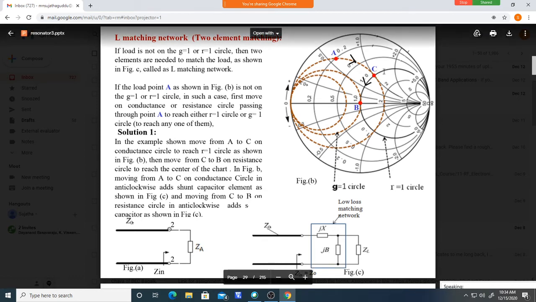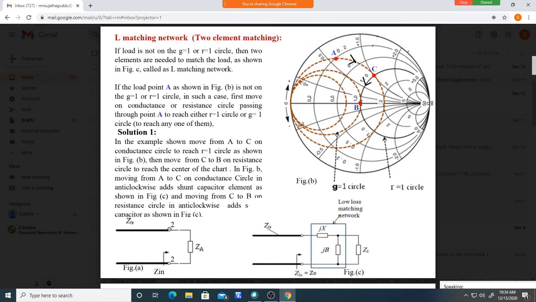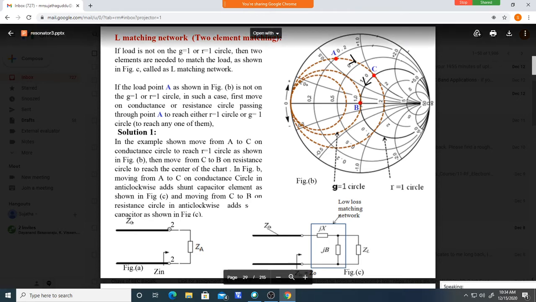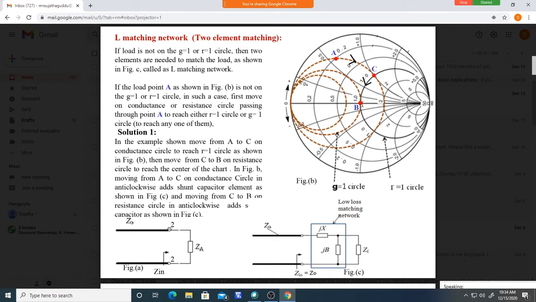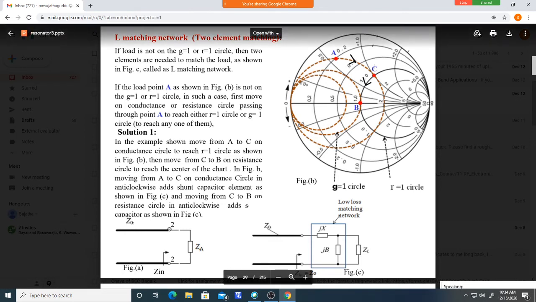If you move here on the resistance circle like this, we cannot reach the center of the Smith chart. What you have to do, from here, you move in the anti-clockwise direction on the resistance circle to reach the center. This point. So from here, you have to move like this.